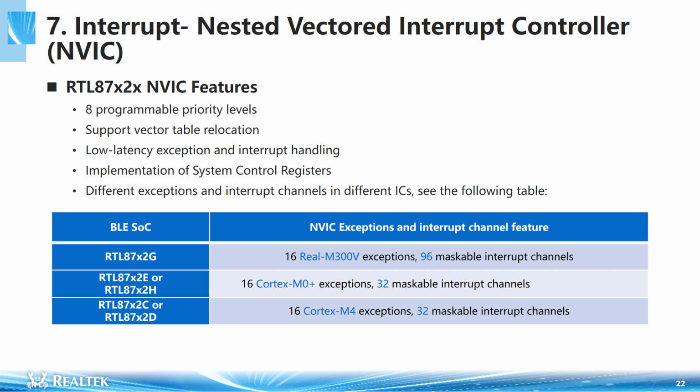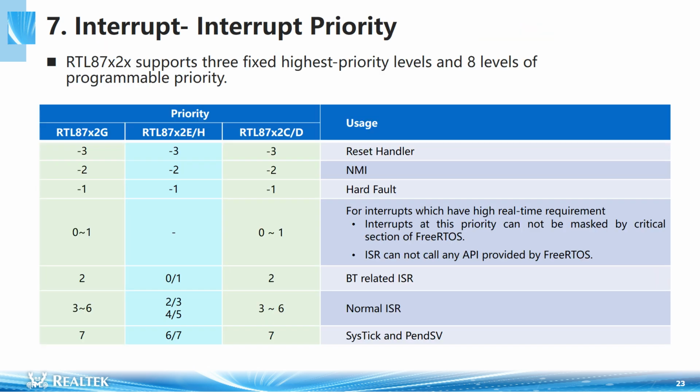The NVIC and the processor core interface are closely coupled, which enables low latency interrupt processing and efficient processing of late arriving interrupts. All interrupts including the core exceptions are managed by the NVIC. RTL87X2X supports 3 fixed highest priority levels and 8 levels of programmable priority. The usage scenarios for the priority levels of different chips are shown in the table below.